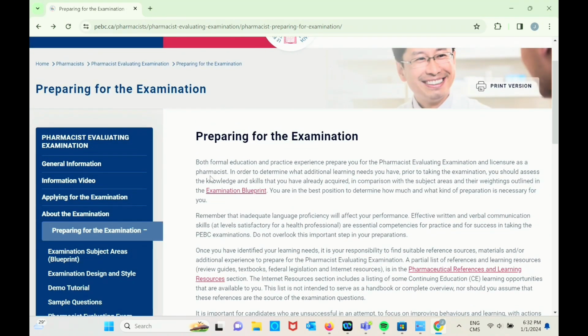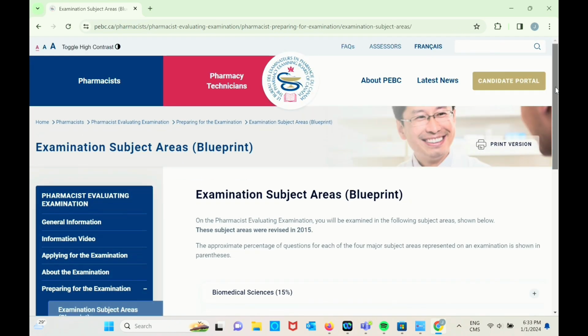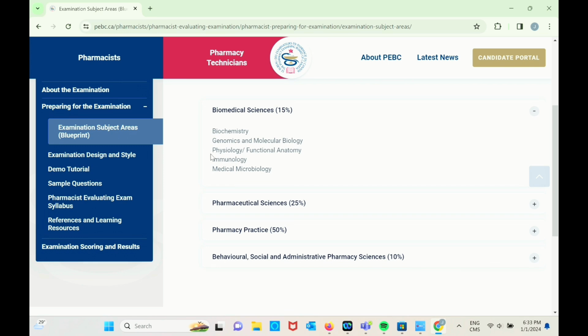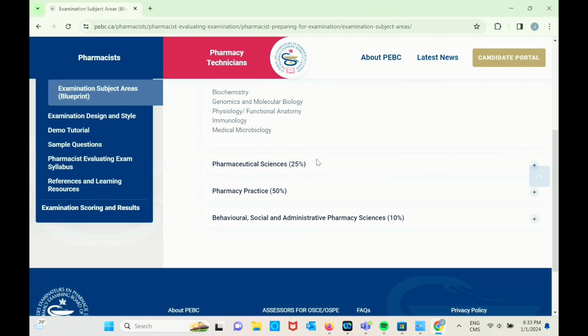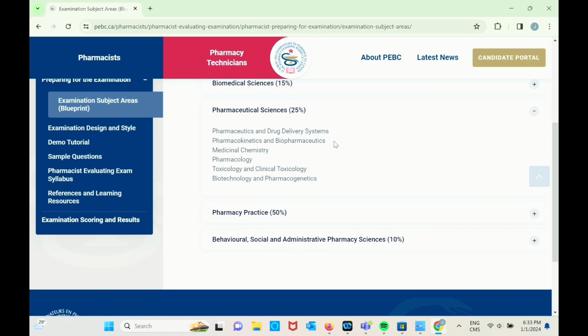Let's check out the examination blueprint. The examination subject areas are divided into 4. 50% of the total questions will be coming from the biomedical sciences, which include biochemistry, anatomy and physiology, immunology, microbiology, that's the main. Then 25% would be coming from pharmaceutics, pharmacokinetics, biopharmaceutics, medicinal chemistry, toxicology, clinical toxicology, biotechnology.